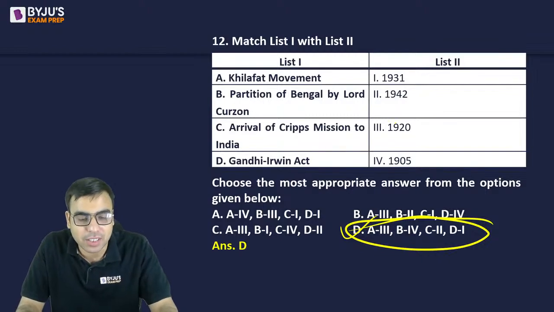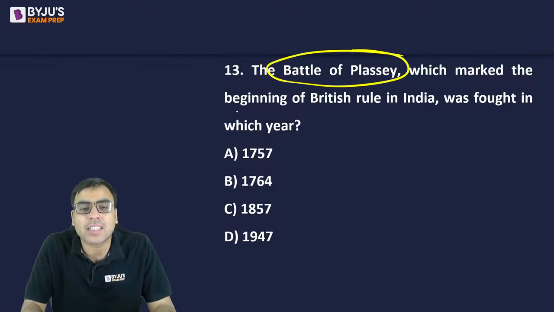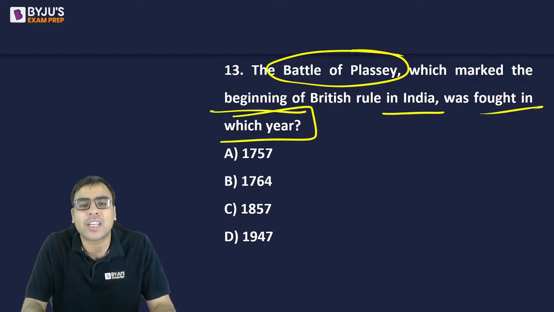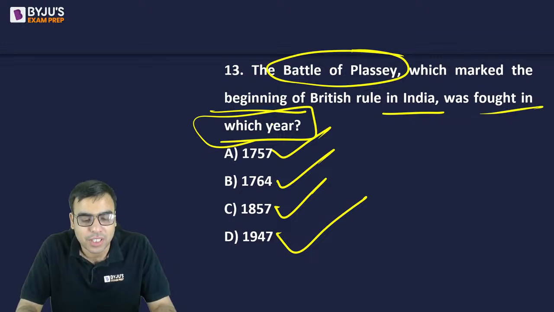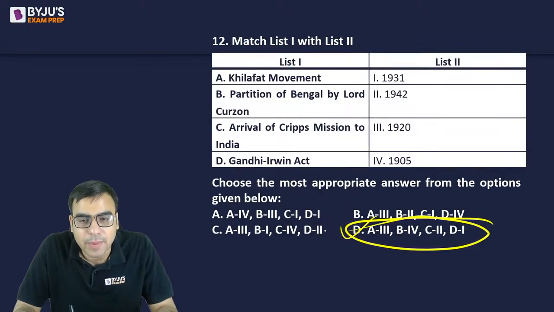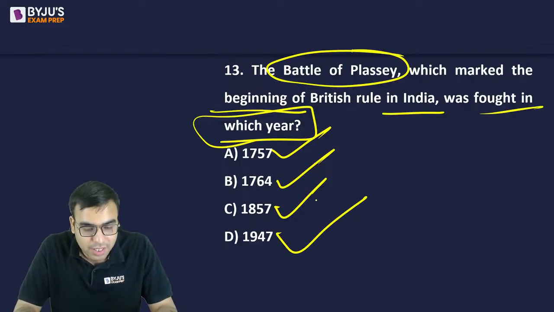These are the basic things you should be knowing about it. Now, the next is the Battle of Plassey, which marked the beginning of British rule in India, was fought in which year? 1757, 1764, 1857, 1947. What is the right answer? हाँ, इससे पहले का D आंसर था. Yes, Shivani Mishra, Anadi, Kanabar, Yashvi Thakur, you all were right.